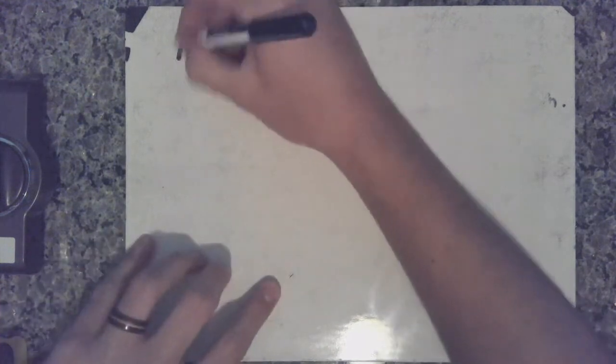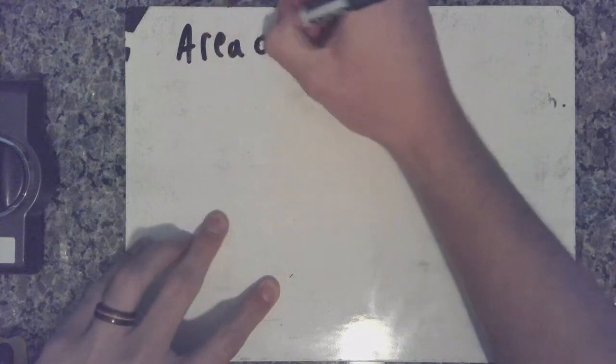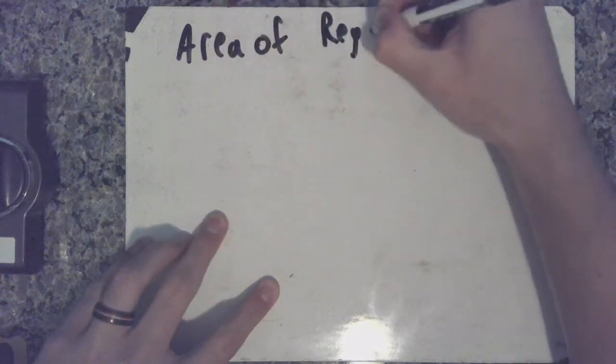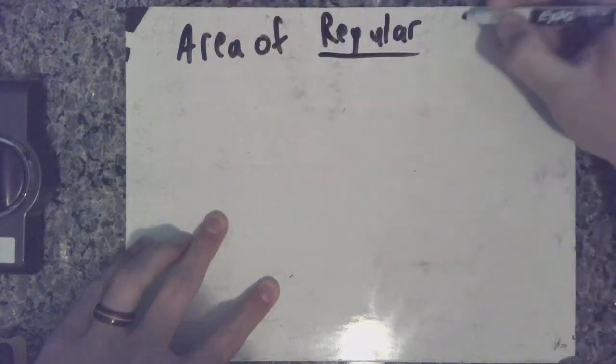We have two things to learn today on this topic. The first is area of regular polygons.